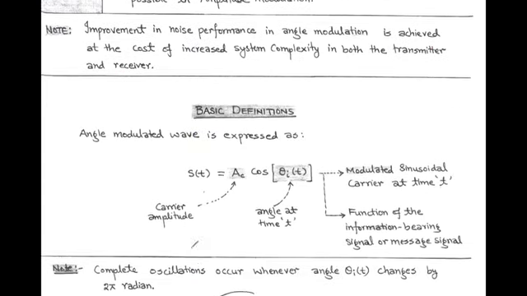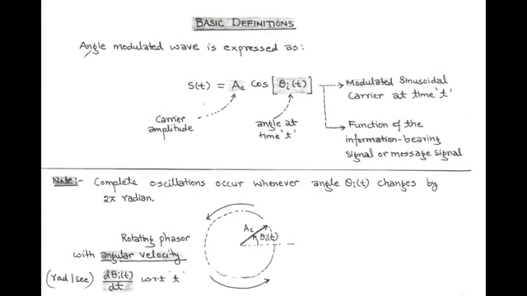Now we are going to discuss angle modulation mathematically. The angle modulated wave is expressed as S of t equals A_C cos theta_i of t. This is called the modulated sinusoidal carrier at time t. Here A_C is called the carrier amplitude and theta_i of t is called the instantaneous angle at any time t, and it is a function of the message signal. So this is an angle modulated wave.